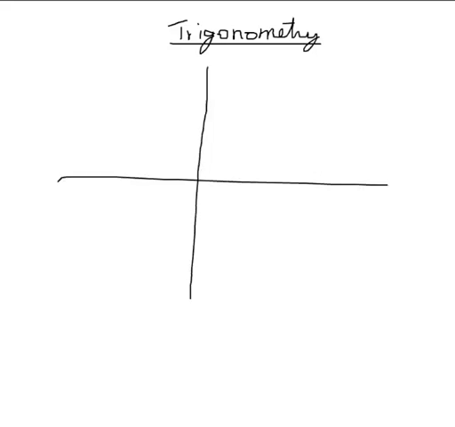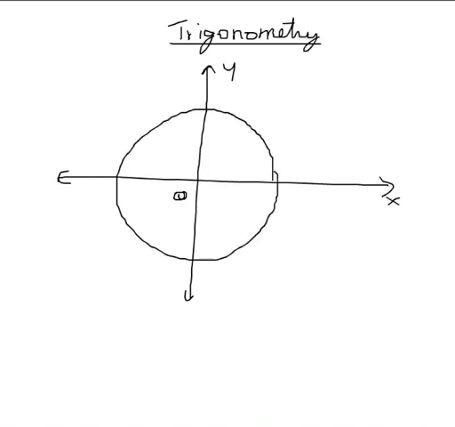Let us consider a unit circle, with the x-axis, the origin, and this the y-axis. A unit circle is a circle whose radius is 1 unit. Let me take a point P on this circle which is in the first quadrant. Both x and y are positive. Let us complete a right triangle.